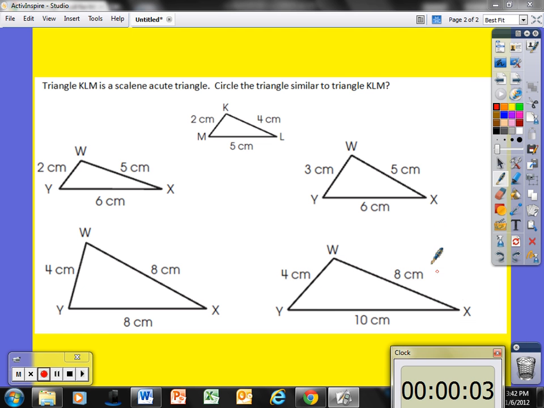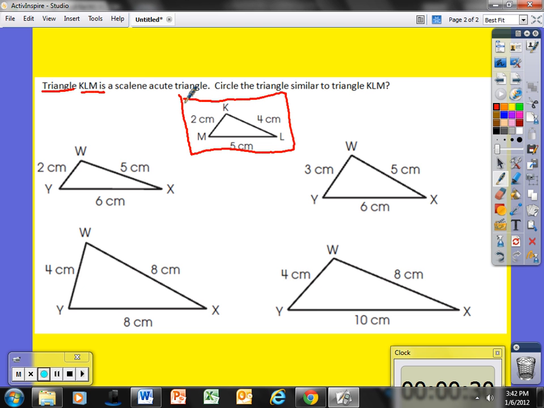Okay, let me read it here. Triangle KLM is a scalene acute triangle. Circle the triangle similar to triangle KLM. So I am focusing in on triangle KLM. Well, which one is KLM? This is WXY. Nope. Oh, here it is. Okay, so I'm looking at this triangle right here.